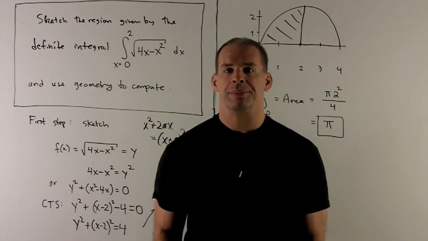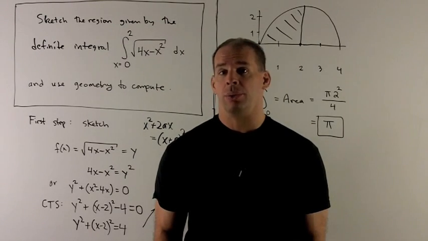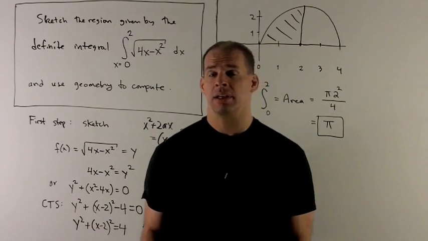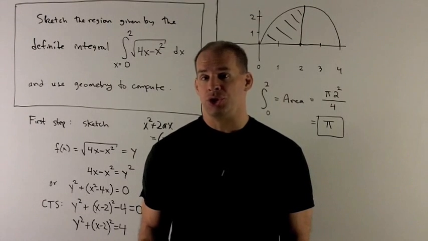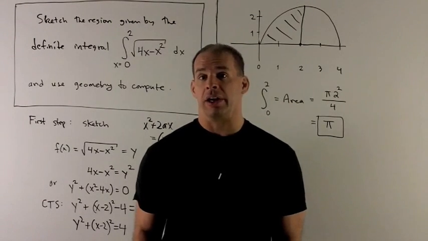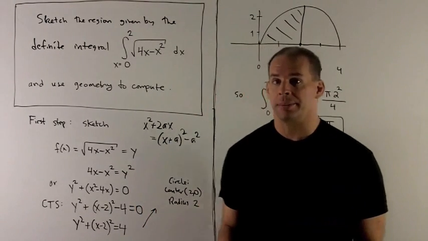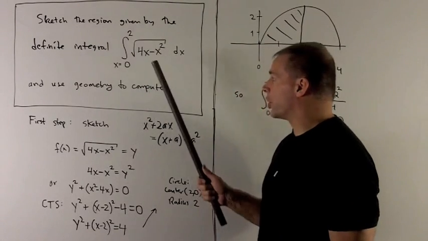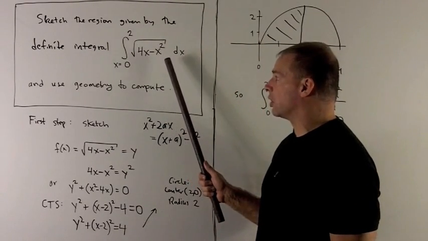Sketch the region represented by the definite integral from 0 to 2 of the square root of 4x minus x squared dx, and then use geometry to evaluate the area. So let's take a look. First, I'm going to sketch this. So I need to know what the curve looks like inside of the definite integral.